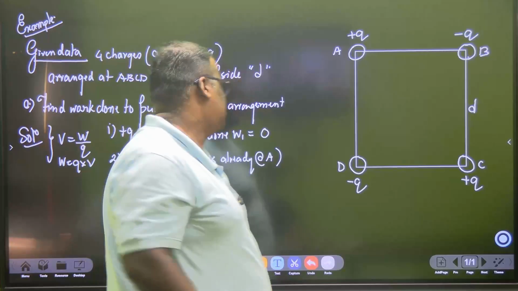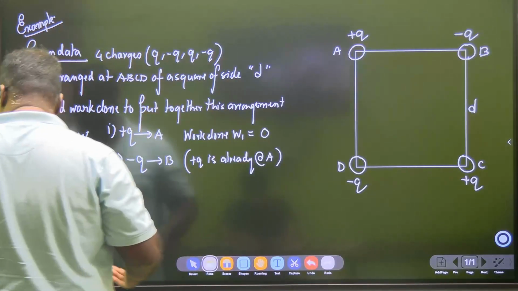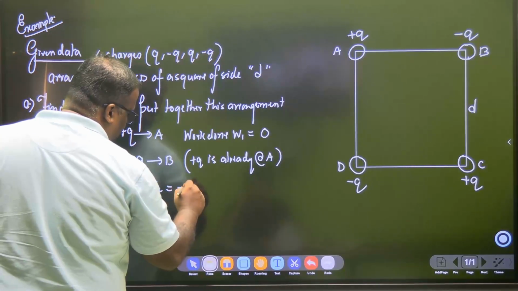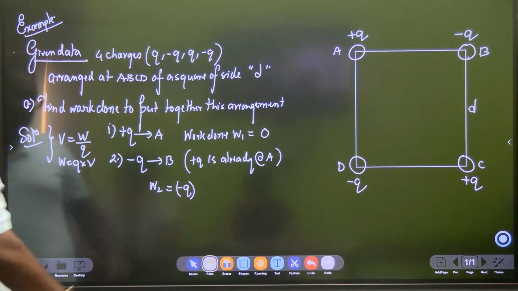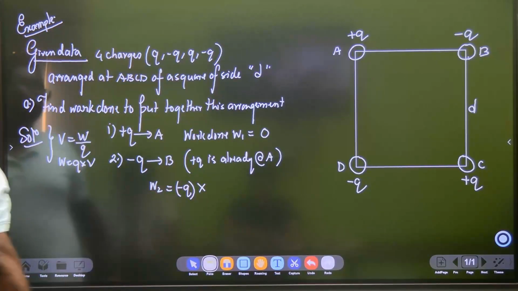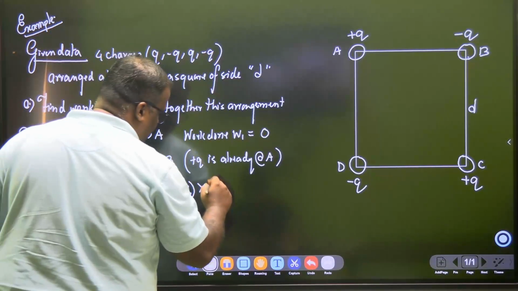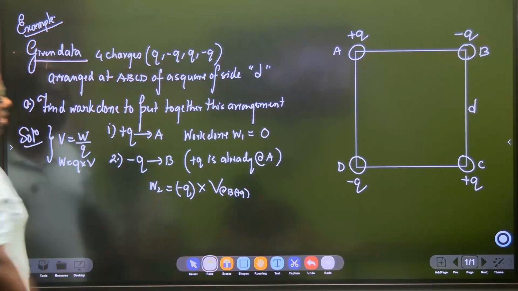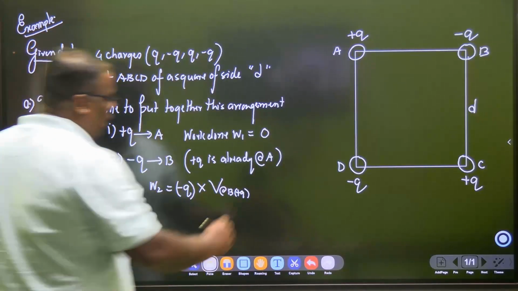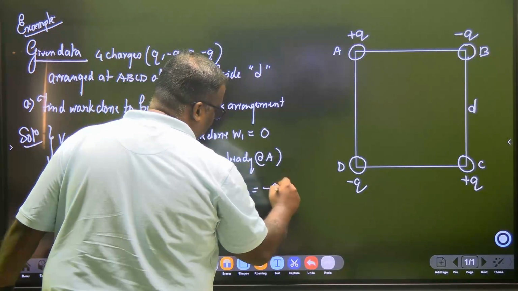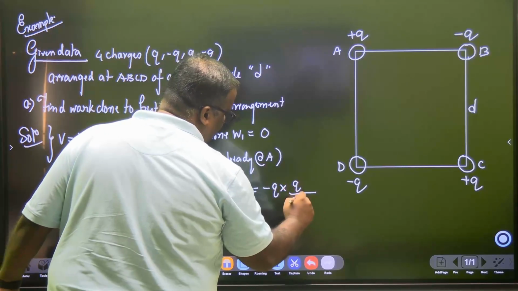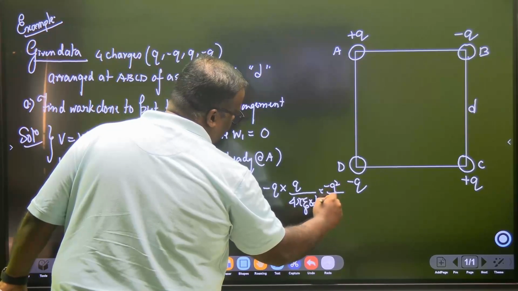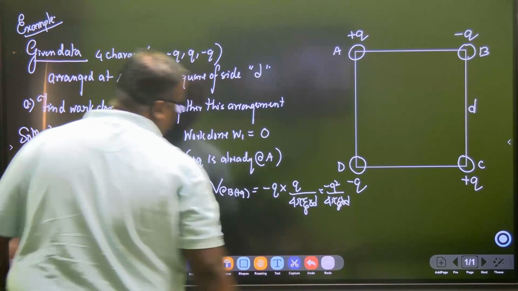D is the distance. So here we will say that we will have a potential, which is W2. Our W2 will be our charge, negative Q, multiplied by the potential at B due to plus Q. So this value will be equal to how much? Negative Q multiplied by Q by 4 pi epsilon naught D, which is equal to negative Q square by 4 pi epsilon naught D. Is this much understood or not?